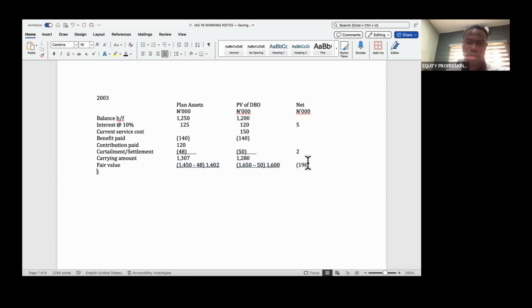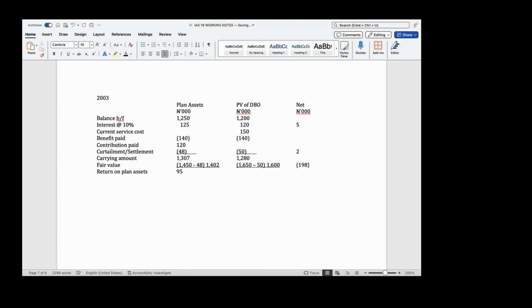Now the plan assets at the end is higher than our carrying amount. That's a gain. So we have return on plan assets. What's the difference? Oh, 95.